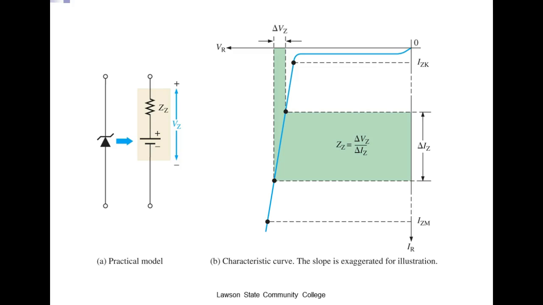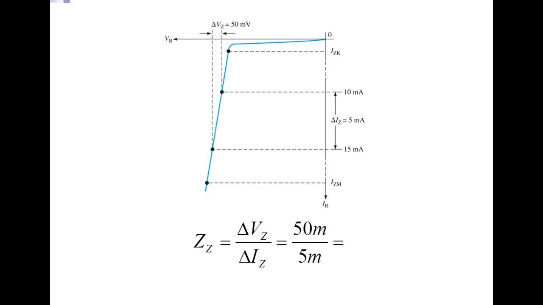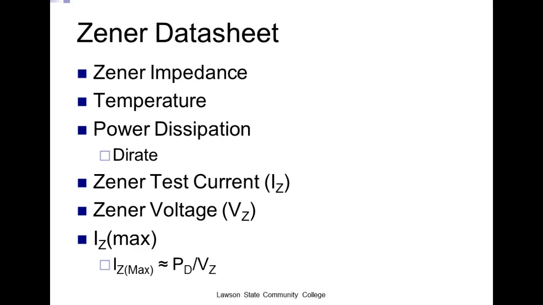Characteristic curve, the slope is exaggerated in this illustration. It's not that bad. This is the way we calculate the Zener impedance, and it's given, by the way. The data sheet gives us the Zener impedance. If we wanted to get really tight, it gives us the temperature it's designed to operate at. It gives us the power dissipation.